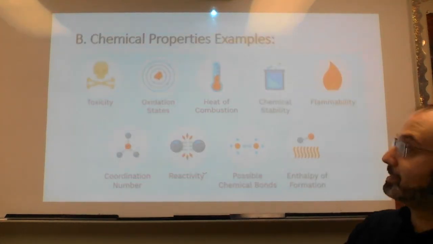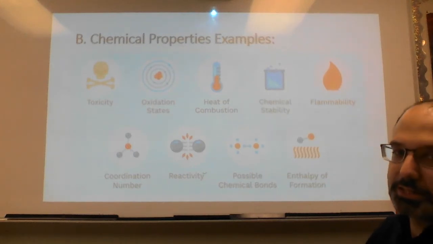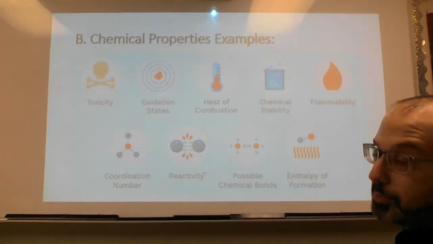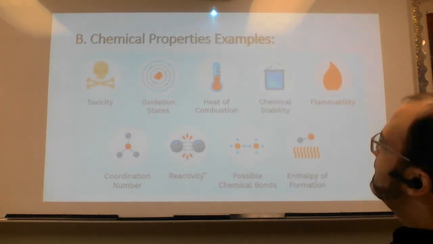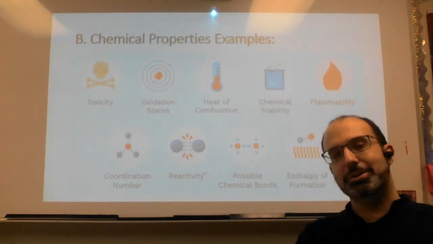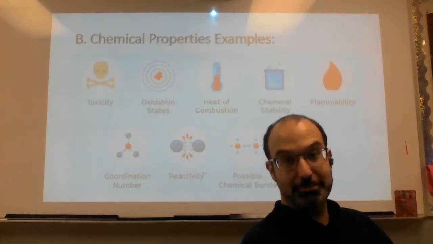These are chemical properties. I got a nice picture for this one. Chemical properties are curious. Many of them you're familiar with, like toxicity. Is it poisonous, right? That's a property. Not one you want to test personally, mind you. Oxidation states, you won't learn about that until grade 12. Heat of combustion, you kind of already know this. That's how much energy you release from the object when you light it on fire.